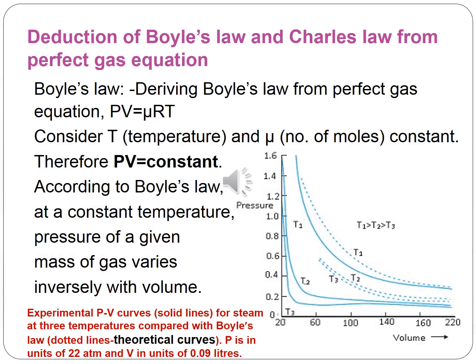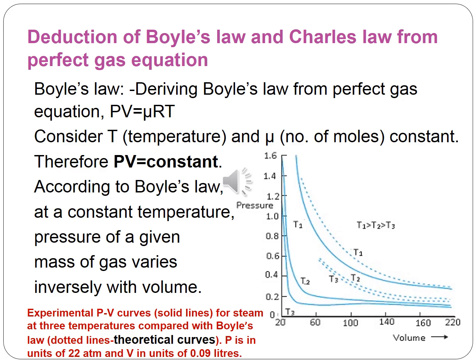Now, let us see how we can deduce Boyle's law and Charles' law from the perfect gas equation. You know Boyle's law. According to Boyle's law, at a constant temperature, the pressure of a given mass of gas varies inversely with volume.